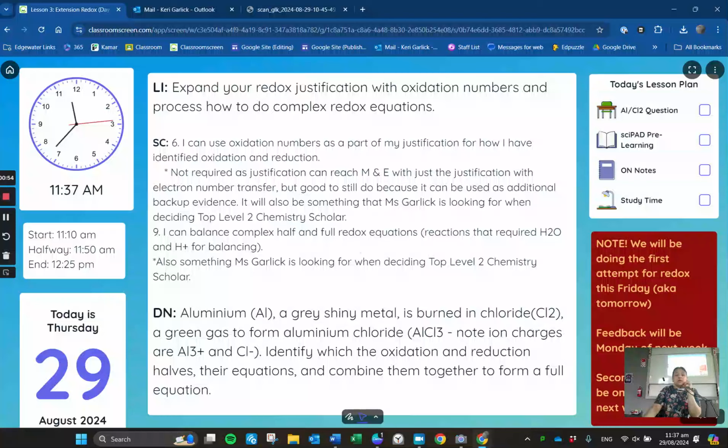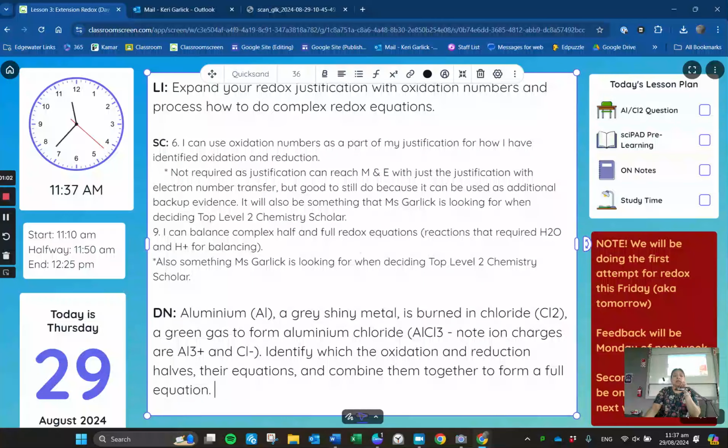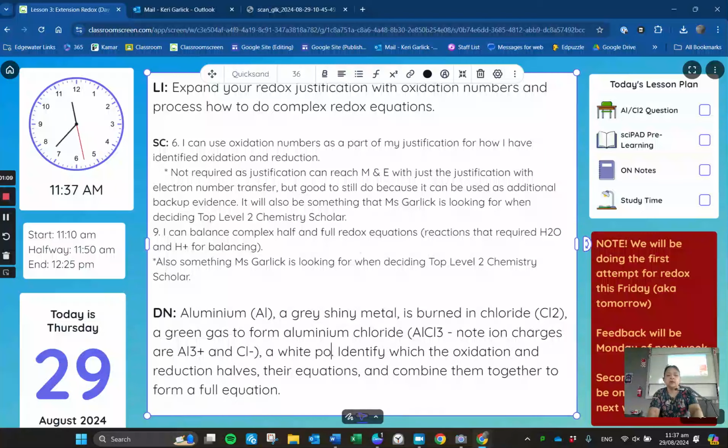Okay, first off, we're looking at aluminium, a gray shiny metal that's being burned in chlorine, which is a green gas. And it reacts to form aluminium chloride, a white powder. Most things are white powders. Identify the oxidation and reduction half by their equations and combine them together for a full equation.